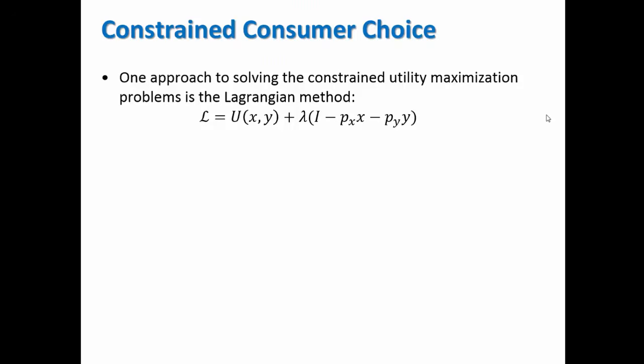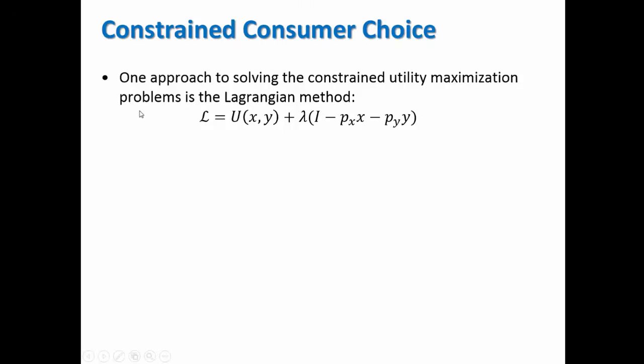So that one equation is called the Lagrangian equation, and you see it here on the screen, where the Lagrangian equation is set up as being equal to the utility function plus lambda, which is called the Lagrangian multiplier, and then times in parentheses income minus the expenditure on X minus the expenditure on Y. For now, just think of lambda as a mechanism of combining the constraint, the budget constraint, and the objective function, the utility function, into one equation.